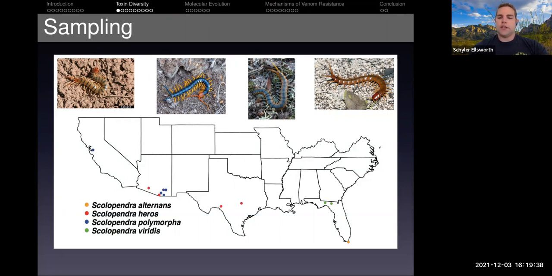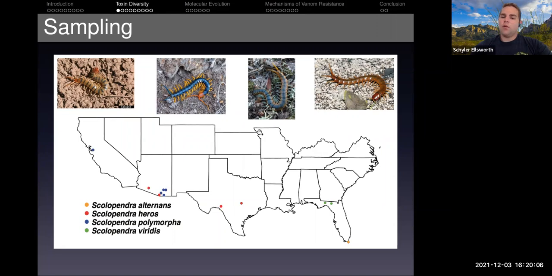And so for this project, I've been able to do field work across the United States, where we've collected animals down in the Keys here in Florida. We have a few local species that we've collected right around here in Tallahassee, but then we've also collected centipedes from across the southern US, including in Texas, Arizona, and California. And so we have a variety of different centipedes that we've been able to collect and work with.